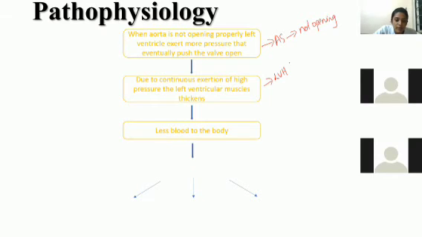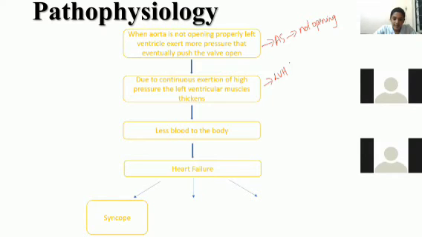So less blood to the body. As the stenosis is there, the blood is passed from the left ventricle to the aorta and from the aorta to the body parts. If there is insufficient blood supply to the aorta, obviously there will be less blood to the body. That is known as heart failure. The heart is unable to provide proper blood to the body.